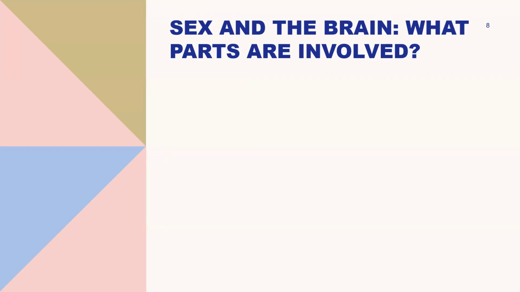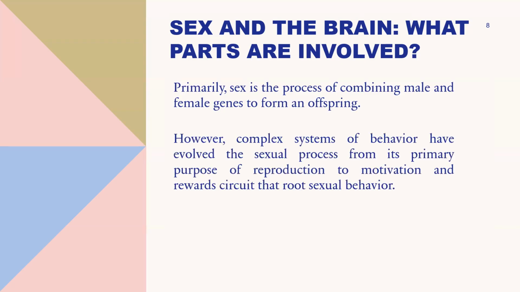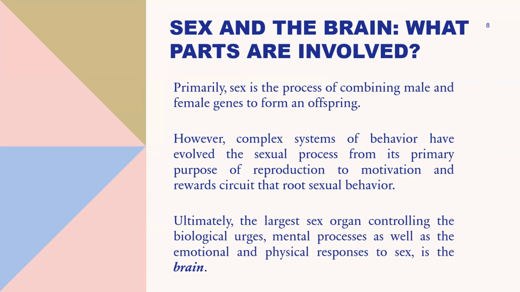Now, let's talk about the relationship of sex and the brain. So what parts are involved? Primarily, sex is the process of combining male and female genes to form an offspring. However, complex systems of behavior have evolved from the sexual process's primary purpose of reproduction to a motivation and reward circuit that roots sexual behavior. Ultimately, the largest sex organ, controlling the biological urges, mental processes, as well as the emotional and physical responses to sex, is the brain.